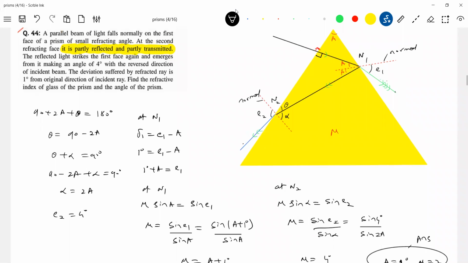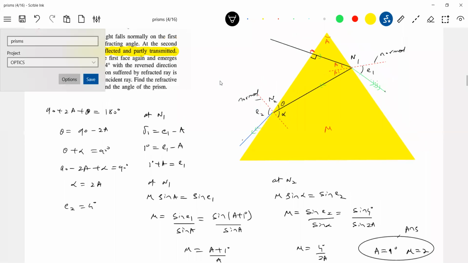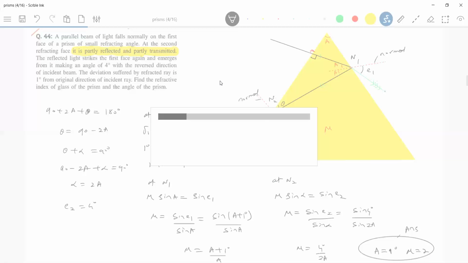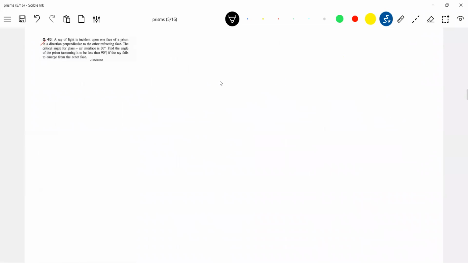Okay, partly reflected, partly transmitted. I think this is something very important. It's not TIR, no TIR at N1, which means there's a natural phenomenon that will occur. I'll scroll down. Yeah, we'll take the next one.